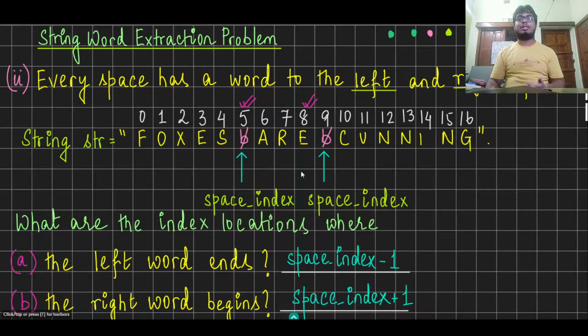Now remember this, the primary objective of the word extraction algorithm is to find out the indexes of the spaces and then from there figure out what the ending index of the left word would be and what the starting index for the right word would be. So if you can get this clear, then the next things would be clearer to you. All right.